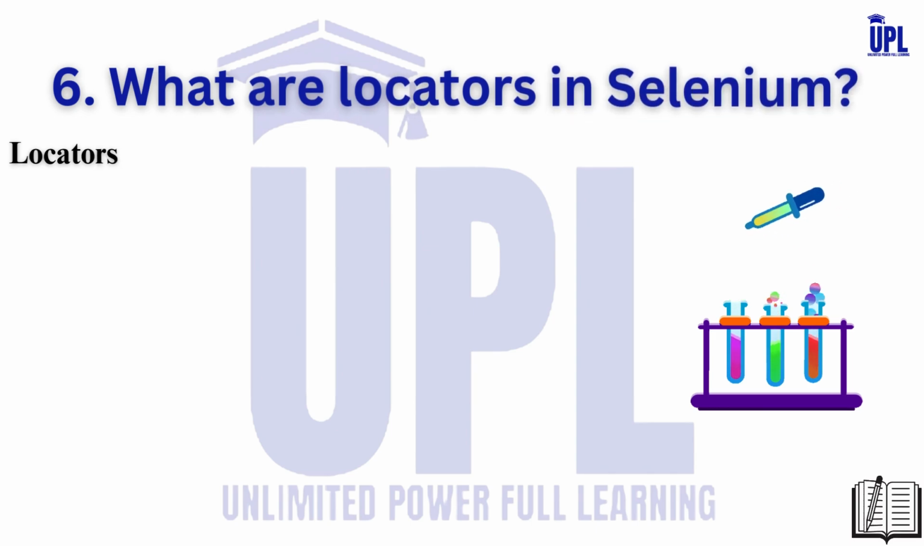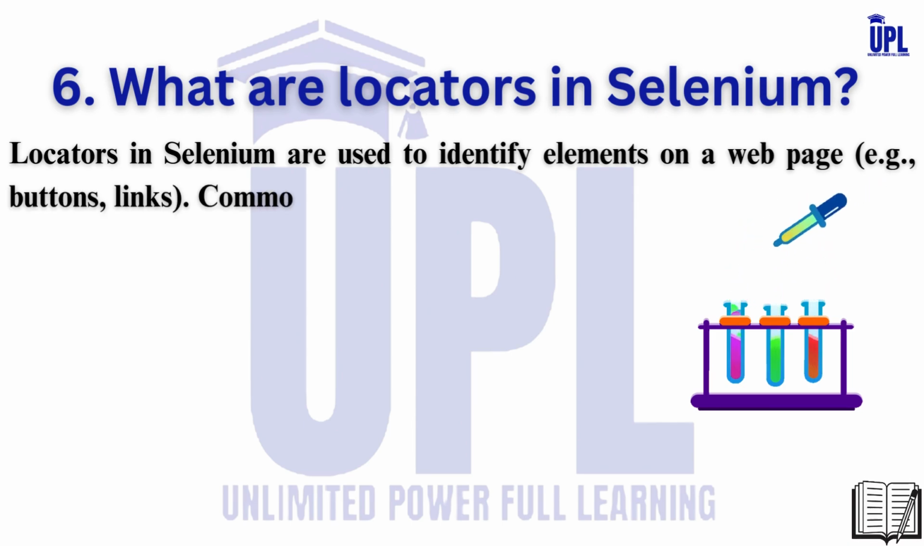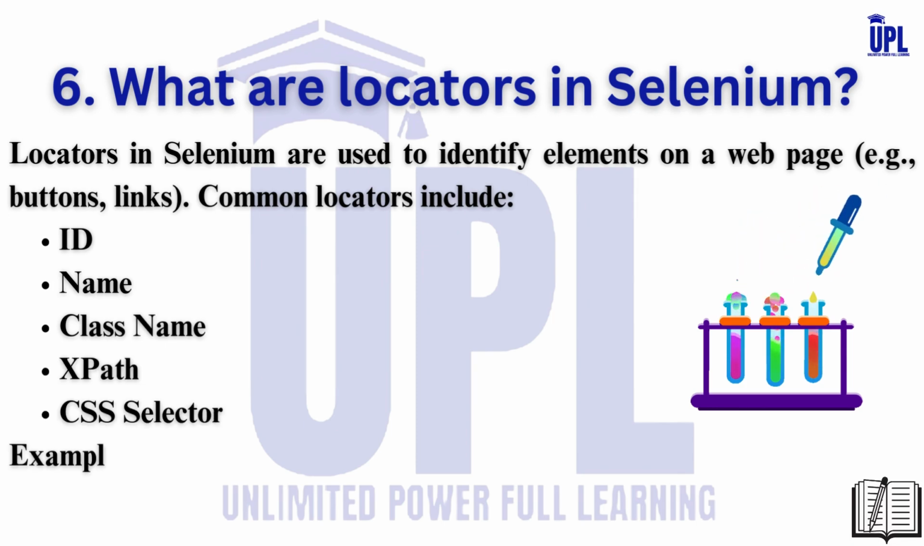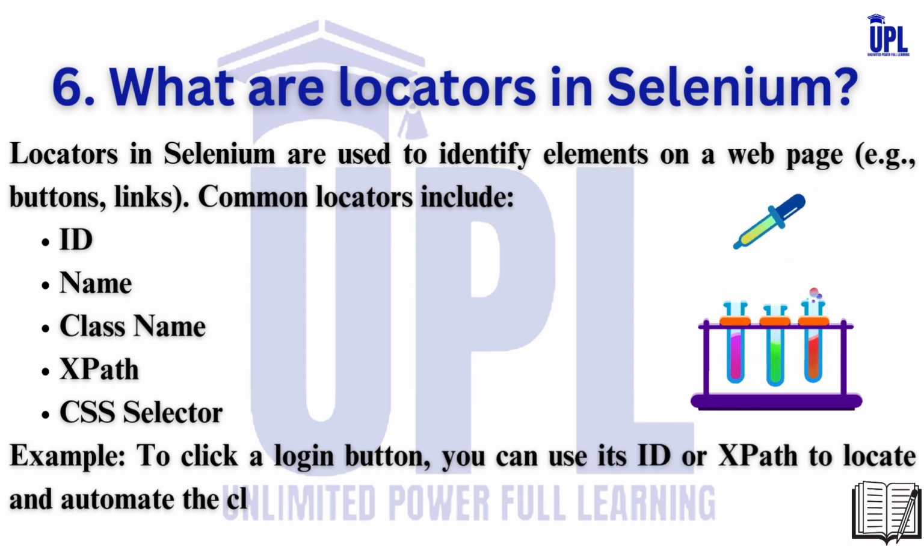The sixth question was, what are locators in Selenium? Locators in Selenium are used to identify elements on a web page, for example, buttons and links. Common locators include ID, name, class name, XPath, CSS selector. Example, to click a login button, you can use its ID or XPath to locate and automate the click action.